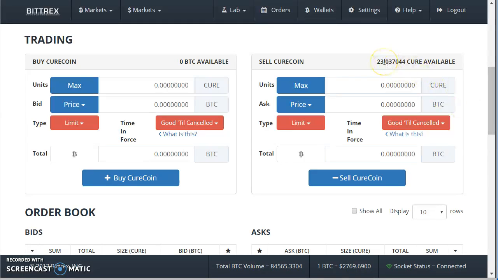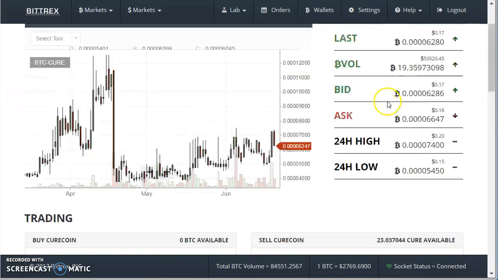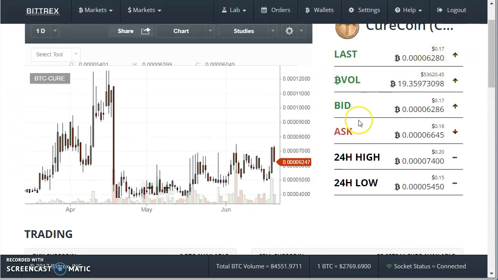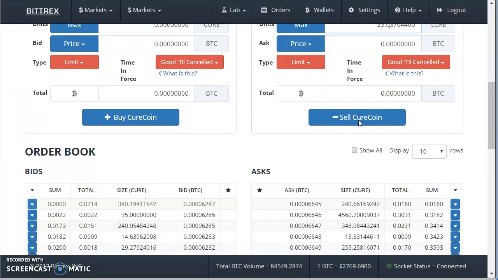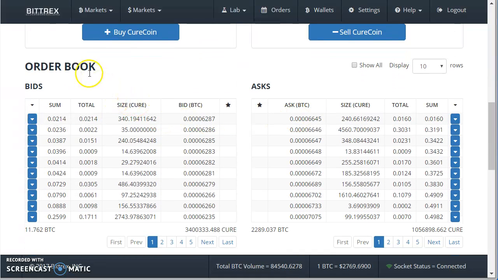So I have 23 CureCoin. Let's say I want to sell some of these. I just click right up here on the 23. That's the number of units that I want to sell, and I can say, okay, what's the current price? Well, it shows the current price up here, or the last price it traded for. But this is an active market, so you'll come down here to the order book.